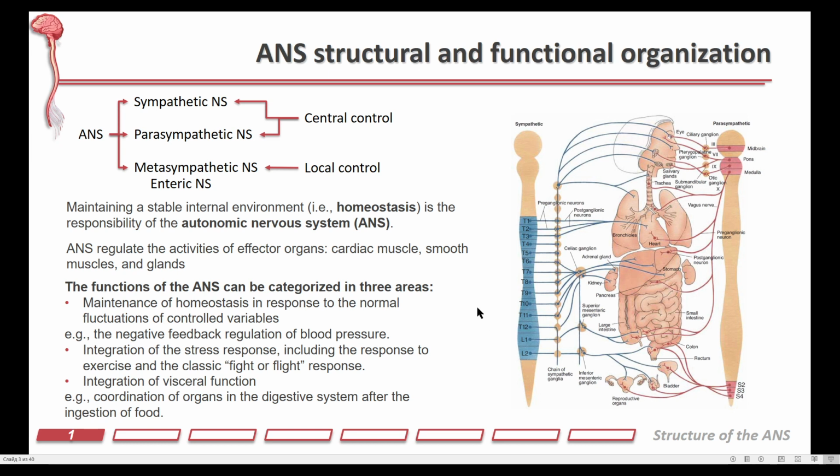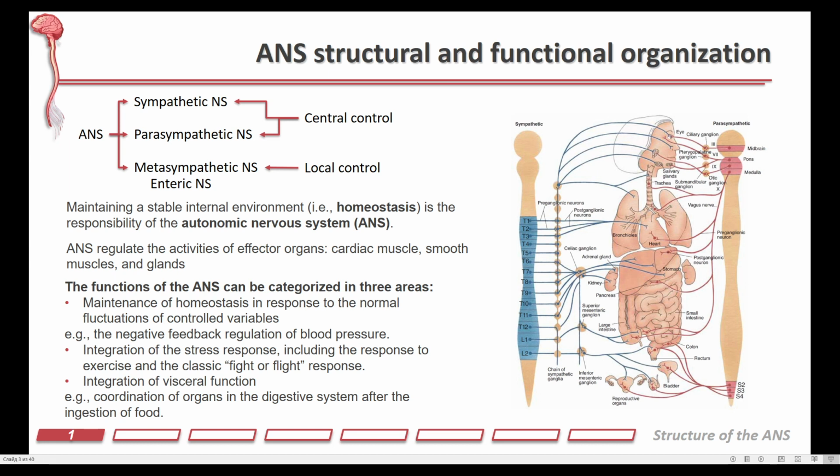The main function of the autonomic nervous system is to maintain homeostasis, a rather stable internal environment. So the autonomic nervous system provides the neural control, that's the nervous mechanism of regulation. And how does it do it? Through the regulation of activities of effector organs such as cardiac muscles, smooth muscles, and glands. These are the examples of functions of the autonomic nervous system.